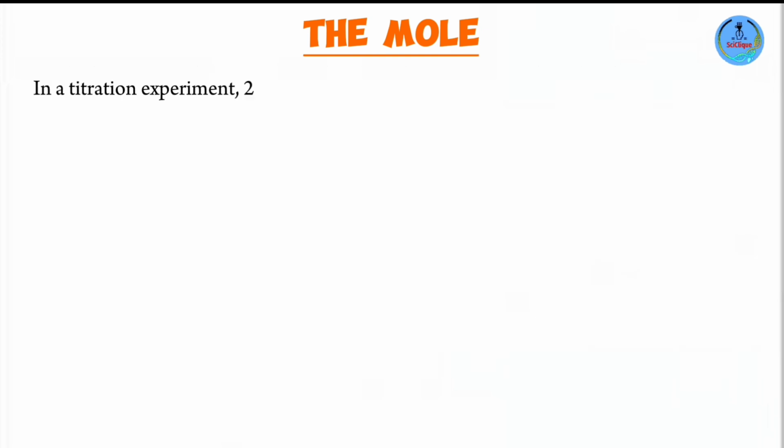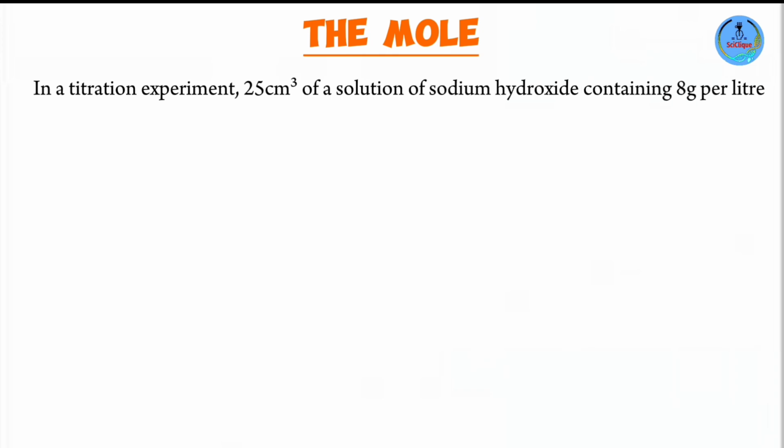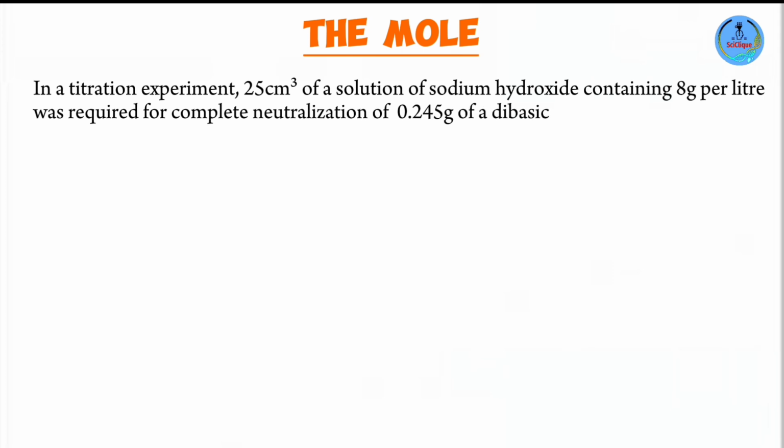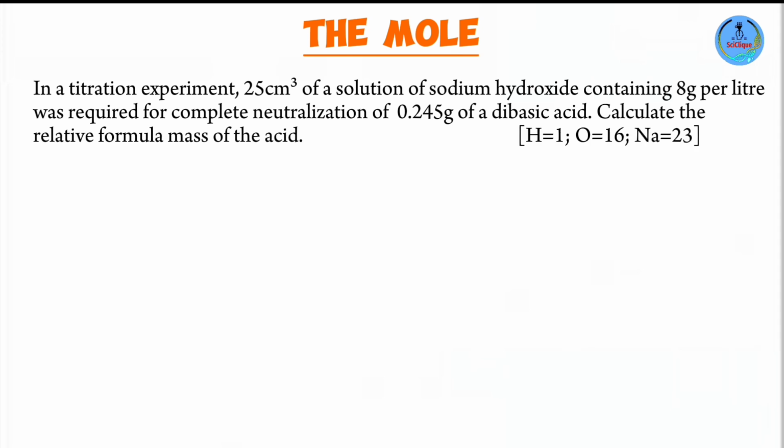Moving on to our next question. In a titration experiment, 25 cubic centimeters of a solution of sodium hydroxide containing 8 grams per liter was required for complete neutralization of 0.245 grams of a dibasic acid. Calculate the relative formula mass of the acid.